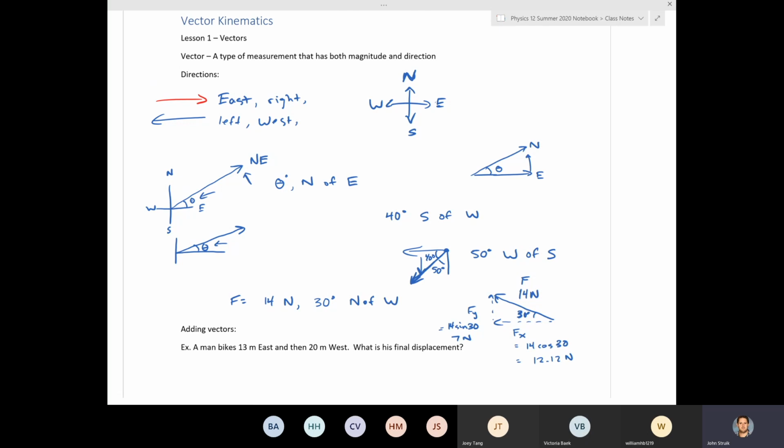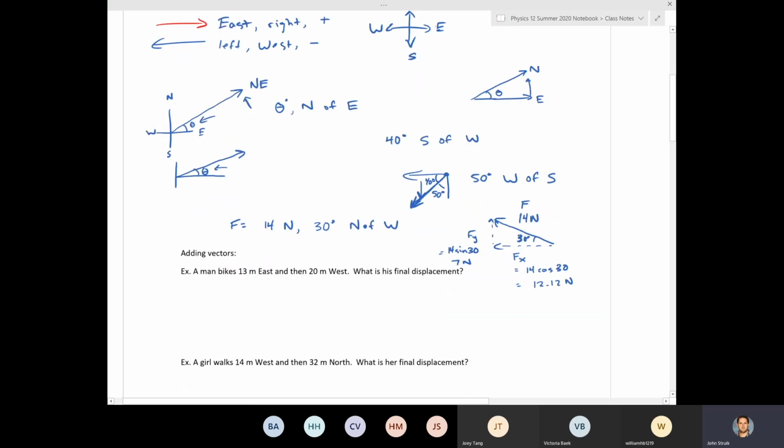No? Okay, so the last one: anything going to the right is positive, anything going to the left is negative. The same thing with up and down: up is positive, down is negative. So I would look at my force and say the Fx is going in the west direction, so that's to the left, so that would be negative 12.12 newtons. My Fy is going up, so that'd be positive 7 newtons. That's another way of doing that, and we'll get to that when we start adding vectors together.